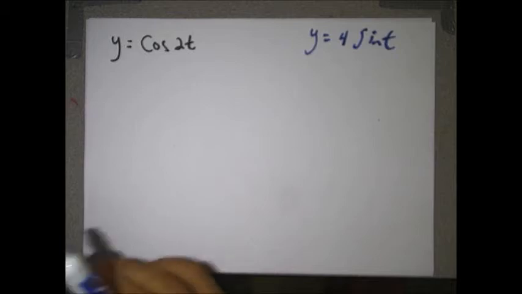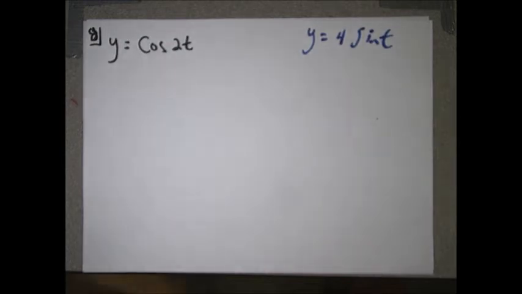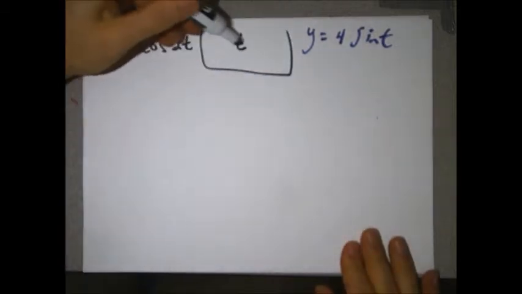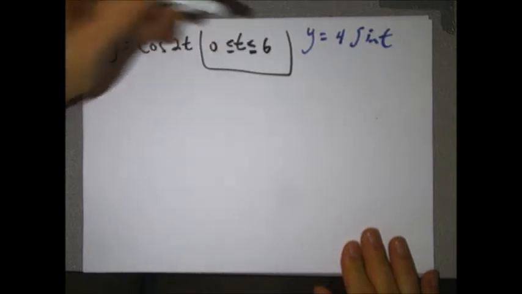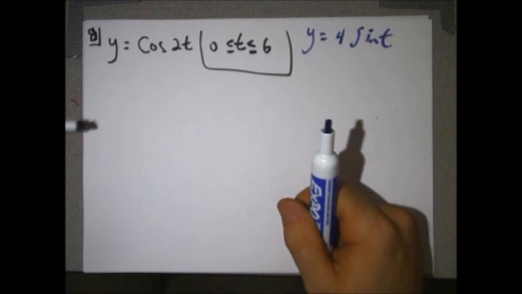Okay, for number 8, it asks you about these two particles and the path they take. It's asking when they would have the same acceleration, and the key to this is that it's over the time interval 0 to 6. Because if you don't set your time interval, you're going to find more intersections than they ask for. So if you want to find the acceleration, you need the second derivative.